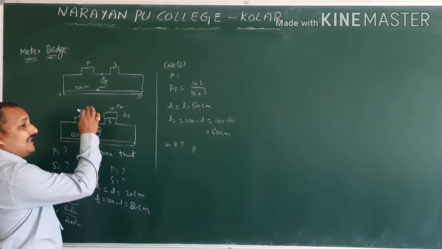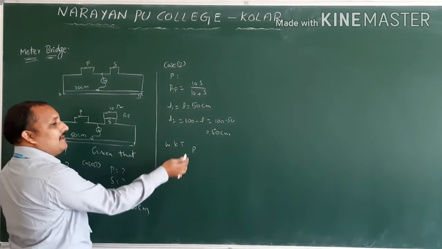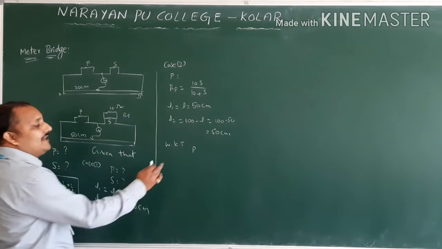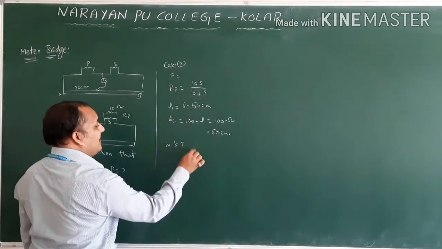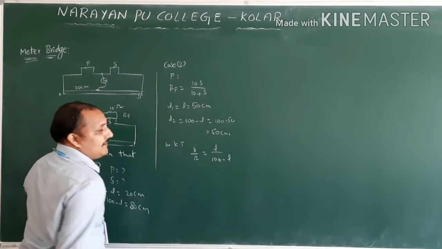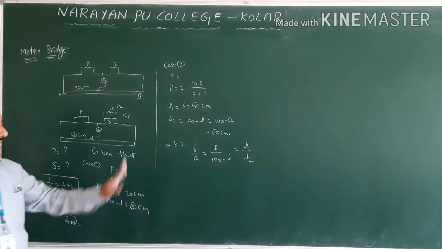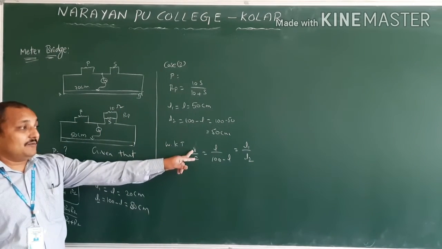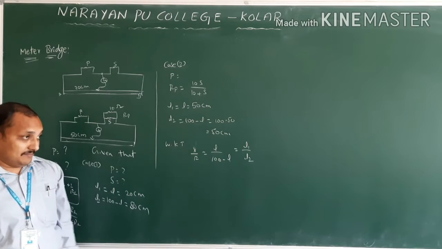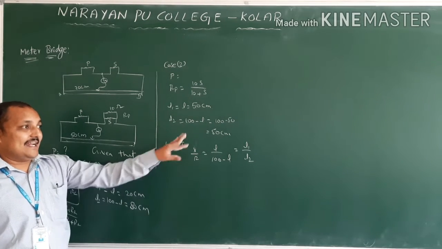What is the formula? X by R is equal to L by 100 minus L. Otherwise, P by Q is equal to R by S. But in the meter bridge we have written X by R is equal to L by 100 minus L, or L1 by L, anything you can take. Here X means what was X in the meter bridge experiment? Left gap resistance. R means right gap resistance.